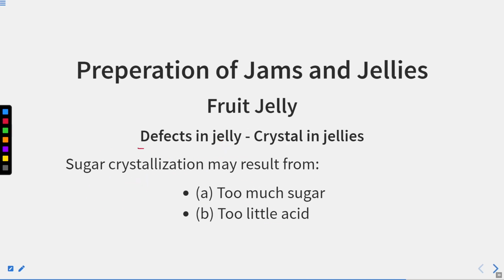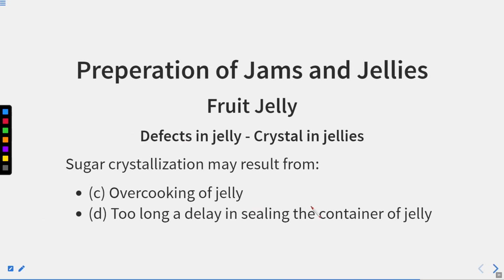So there also occur some defects in the jelly, that is formation of crystals in jelly. So sugar crystals may result from too much sugar. If you add a lot of sugar, then sugar gets converted in the form of crystals, right? Too little acid. If the acid amount is less, then also there is a formation of crystals in jelly. Overcooking of jelly. When you overcook the jelly, then also the crystal formation in jelly takes place.